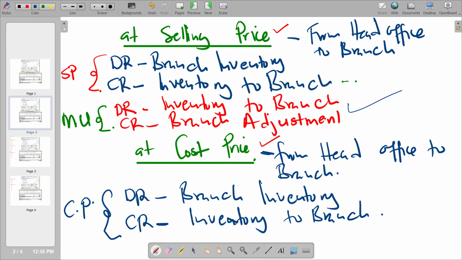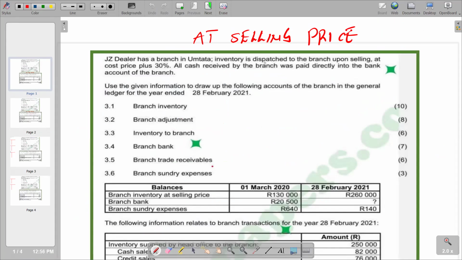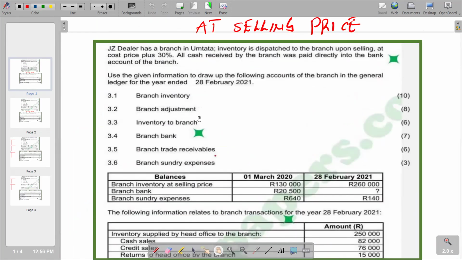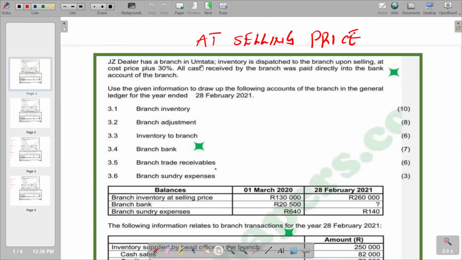So basically, we are saying when the question tells you at the beginning of the question that the goods are being transferred at cost price, it means there's no need to open the branch adjustment account. So that's what it means. We can only open the branch adjustment account when goods are being transferred at selling price. So we've got two different scenarios in terms of an example: goods that are being transferred at selling price, and also one that is being transferred at cost price. So you'd see that at the beginning of the question, that's where you can deduce whether the goods are being transferred at selling price or cost price.